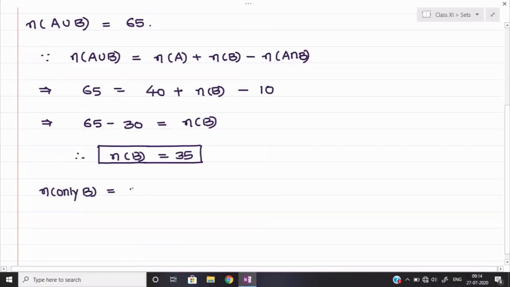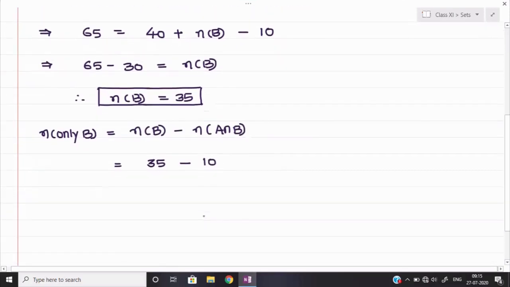So n of only B is equal to n of B minus n of A intersection B. We have applied this formula. So n of B, we found it to be 35, and n of A intersection B is 10. So 35 minus 10 would be 25. So we can say that n of only B is equal to 25.